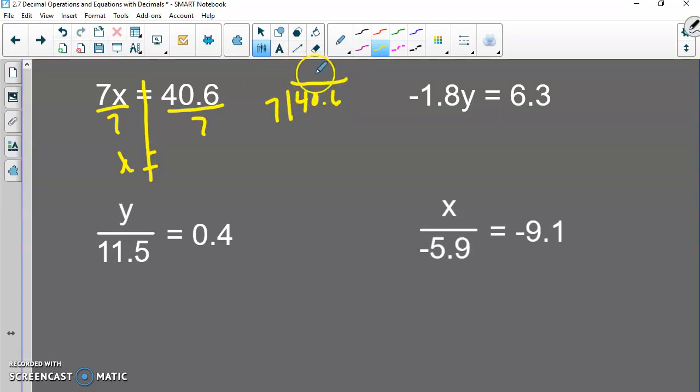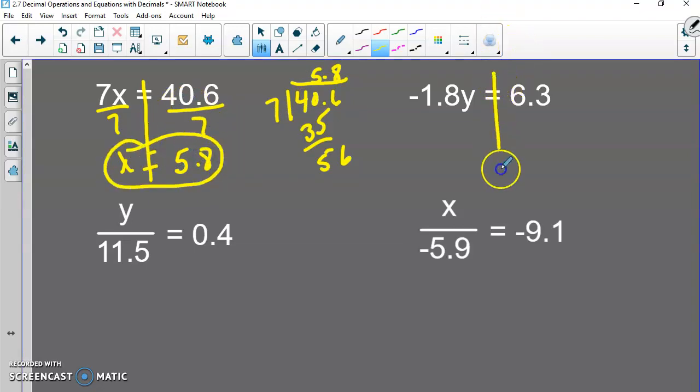Okay, 7 goes into that. That's going to be 5 times 35. Remainder 5. Bring down the 6. 7 times 8 is 56. Okay, remember the decimal goes on top. I failed to do that. I'm kind of in a hurry. Sorry about that. 5.8 is my answer. X equals 5.8.